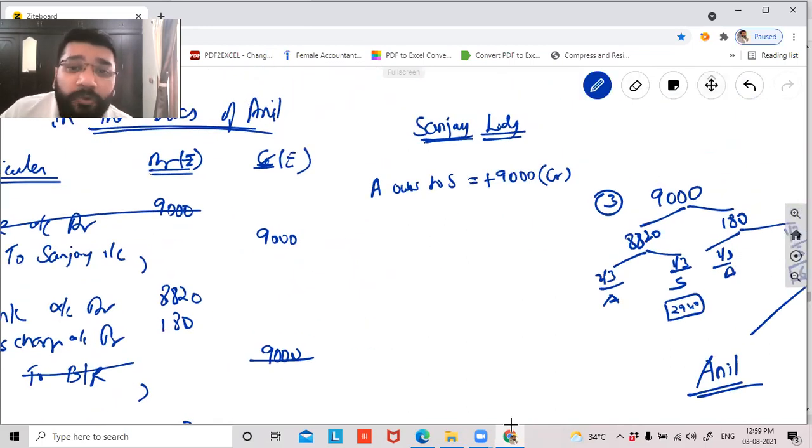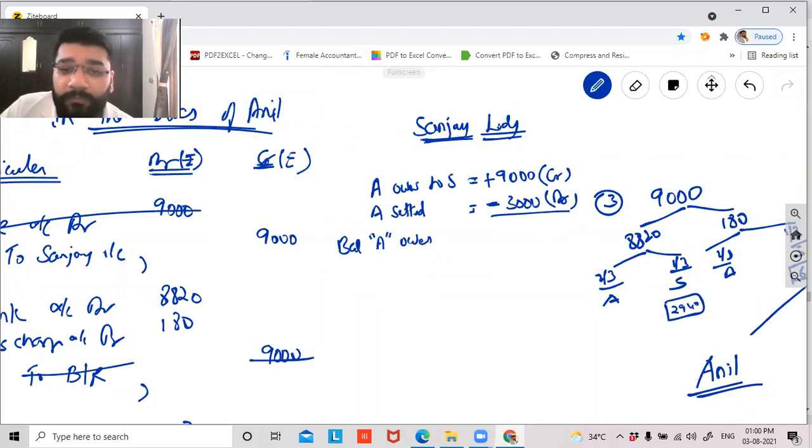So guys, Anil has to pay Sanjay 9,000, out of which Anil settled, not paid, settled. When you settle it, you will minus 3,000 by giving a debit. So what is the balance which Anil owes to Sanjay? 6,000 rupees. What balance? Debit balance or credit balance? Credit, sir. Credit balance.